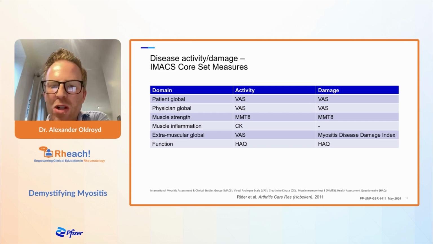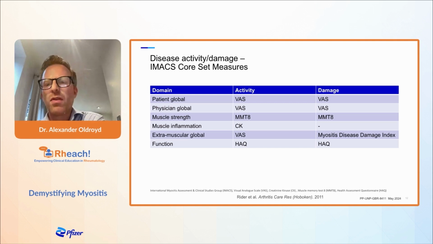Muscle strength, which I've just spoken about, a score out of 150. Muscle enzyme, so CK. Extramuscular global, so you can use a global VAS, 0 to 10. Higher for more extramuscular manifestations, be that interstitial lung disease, skin involvement, cardiac involvement. And the function is the HAQ. This gives you a functional score between 0 and 3. The higher it is, the more functionally impaired they are.